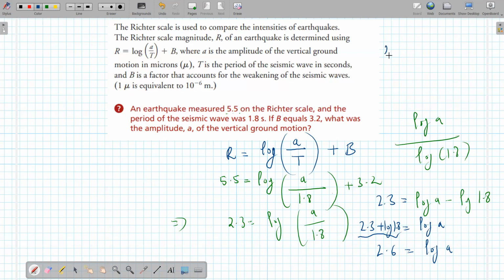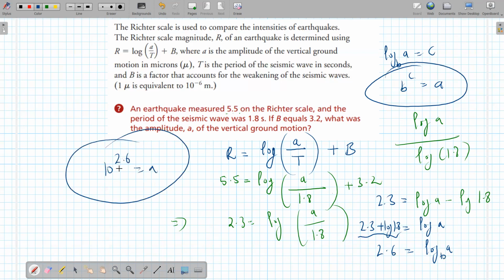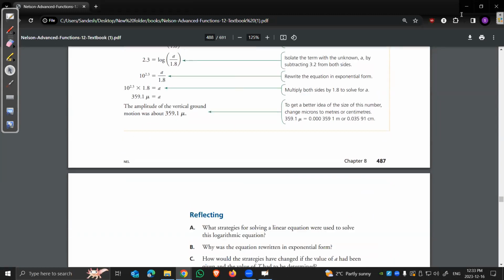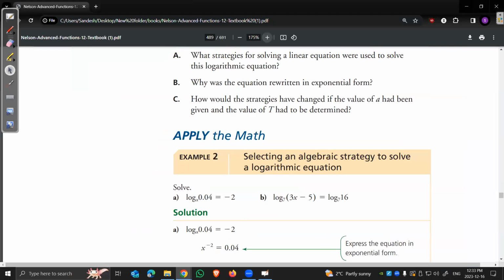Here's what you do. It'll become b to the power c equals a. What's the base here? It's invisible. If it's invisible, what's the base? 10. So 10 to the power 2.6 is A. That's whatever that is. I think 200, 300. Maybe it's more than that. Let's see. 10 to the power 2.6 is 398. So that's the amplitude of this earthquake. Two decimal places or nearest hundreds.